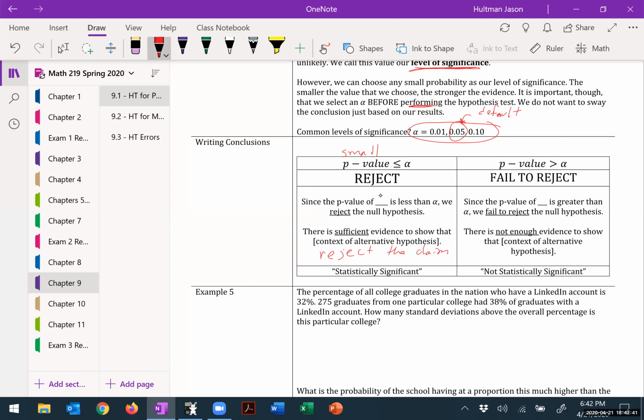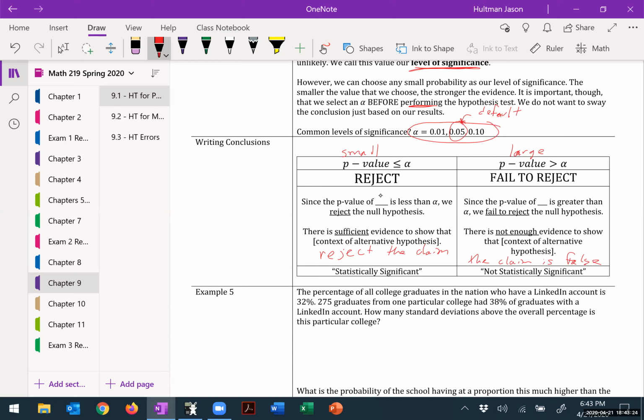What about failing to reject? This is if we have a large p-value. The p-value is greater than alpha, then we fail to reject. Since the p-value of blank is greater than alpha, we fail to reject the null hypothesis. There is not enough evidence to show that the claim is false, whatever that claim is.